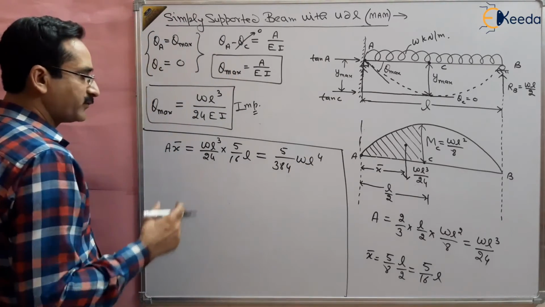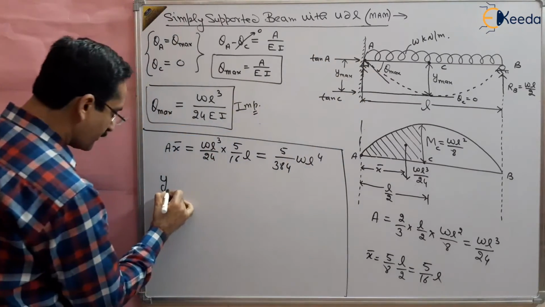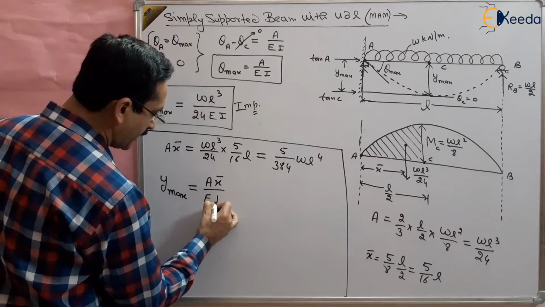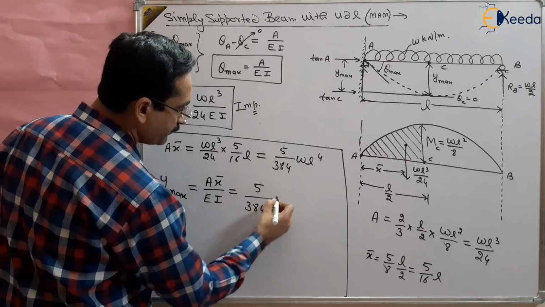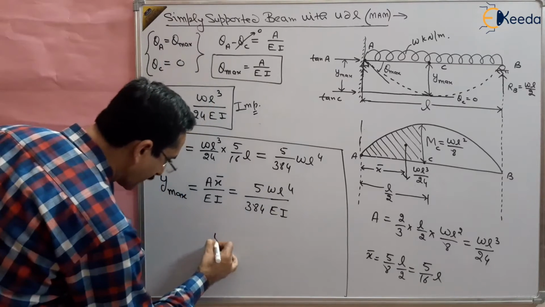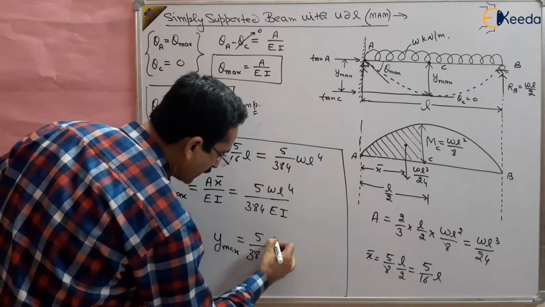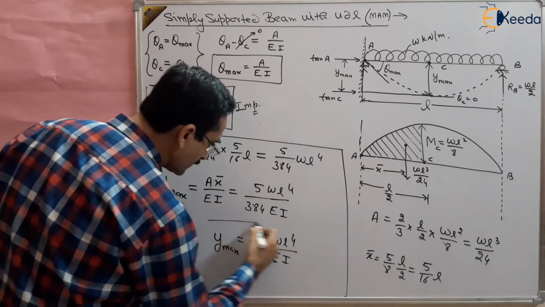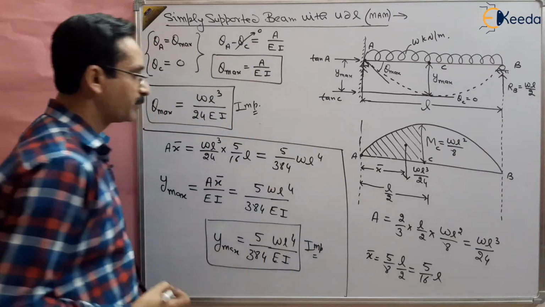And as we know from Moore's second theorem, the distance between the two slopes A and C, that is y max here, will be given by the moment of this area divided by EI. So this will be equal to 5 by 384 EI multiplied by WL to the power 4. So this is the y max, that is 5 by 384 WL to the power 4 divided by EI. This is the y max for a simply supported beam with UDL.